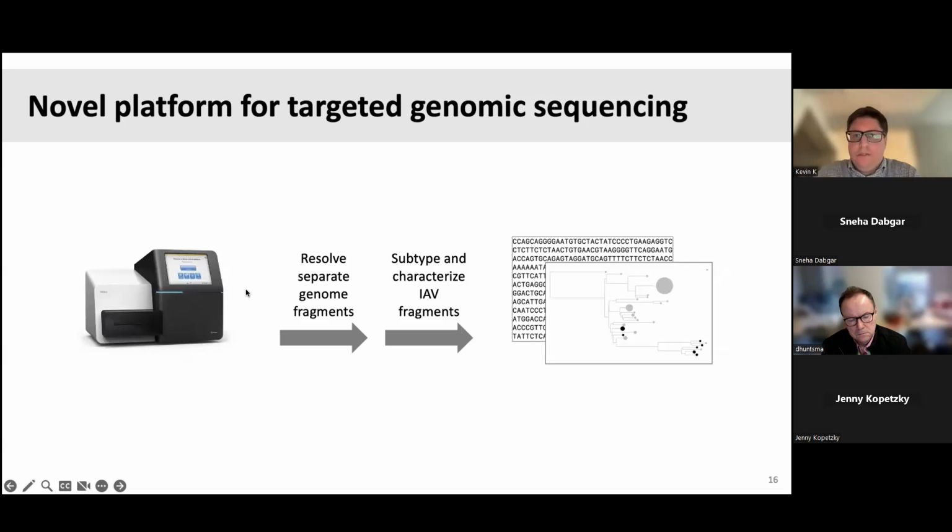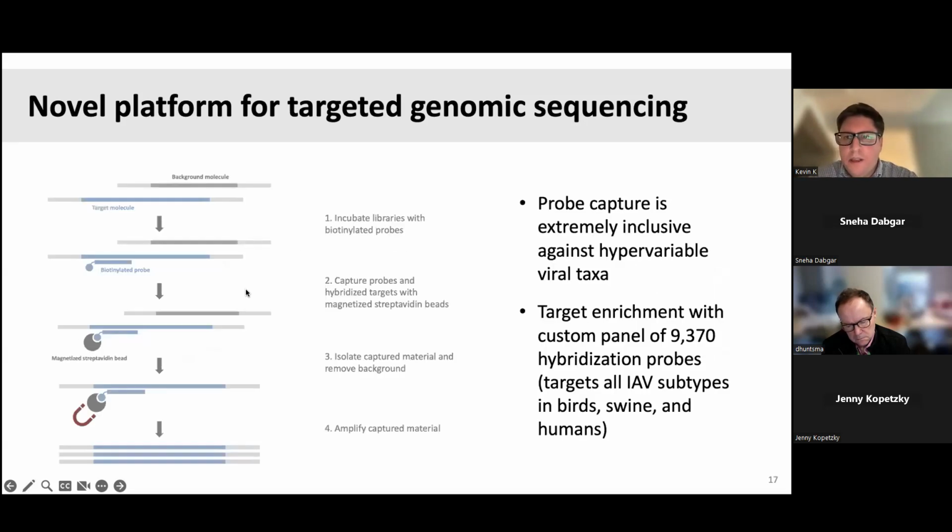We also have developed custom bioinformatic tools to analyze and interpret the raw sequencing data. There's a tool that will actually resolve each separate distinct fragment of genome that was captured. And then we have other tools that subtype and further characterize these fragments, which is what I'm going to show you in a few minutes. But first, I'm going to point out a couple things that really set this platform apart from standard sequencing methods that you might be familiar with.